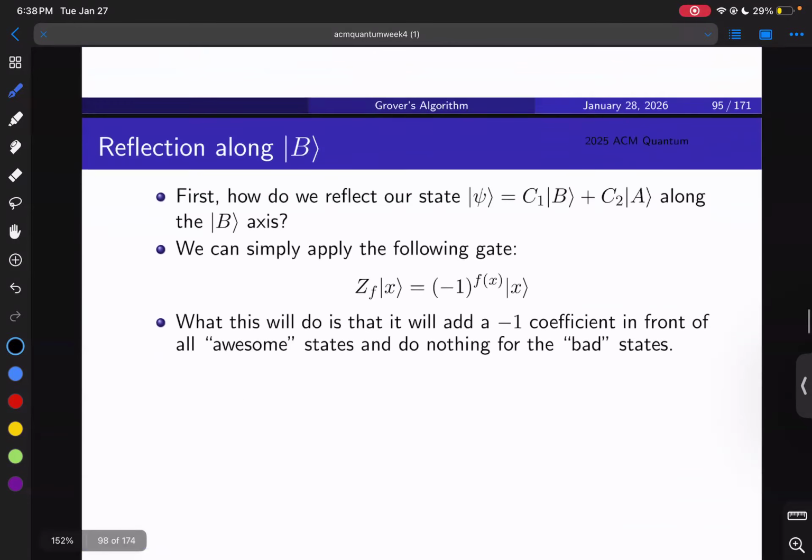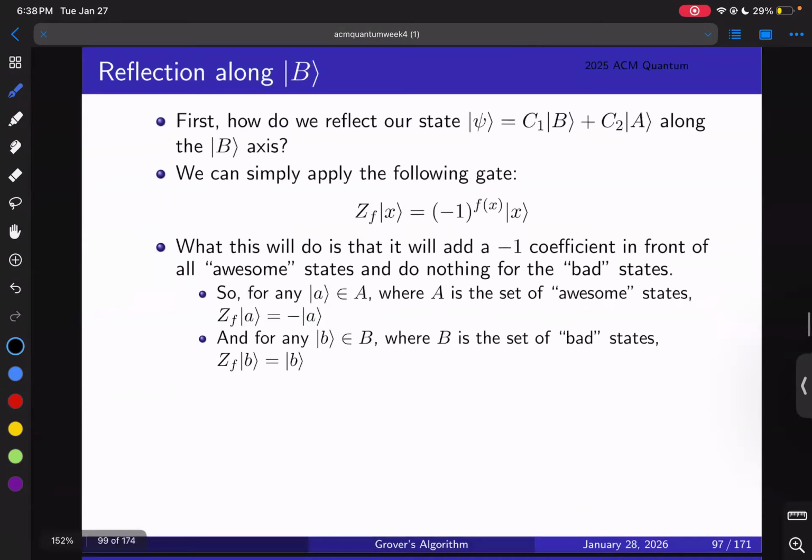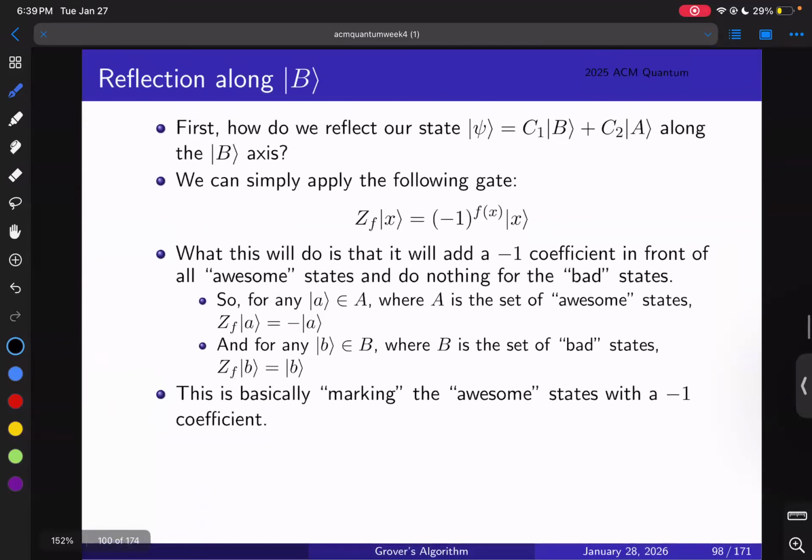And because f of x is only 1 for all those awesome states, what ZF will do is mark all the awesome states with a -1 coefficient. And for all the bad states, f of x will be 0, which means that ZF will do nothing to those states. Here's that in math. If A is an awesome state, then you apply ZF on A, you get -A. If B is a bad state, if you apply ZF on B, you get B back. Good on that? Again, it's marking the awesome states with a -1 coefficient.